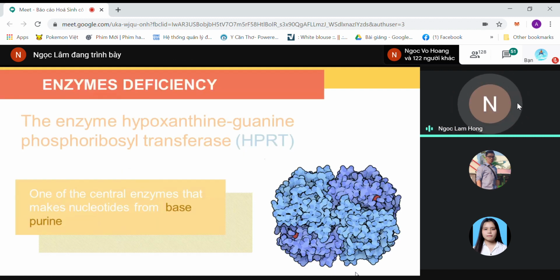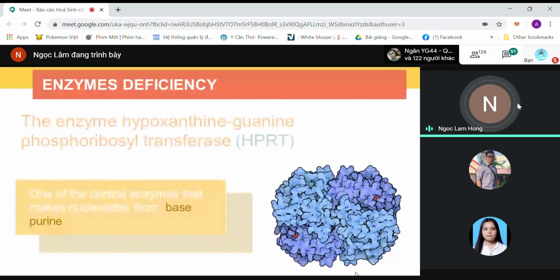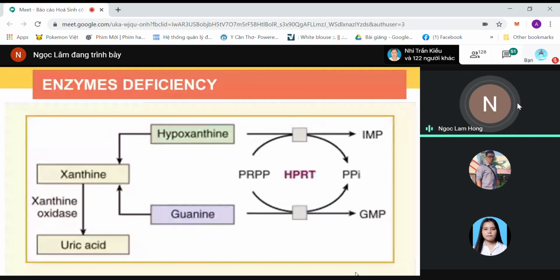The enzyme in deficiency is hypoxanthine phosphoribosyltransferase, which we can call HGPRT for short. It's one of the central enzymes that make nucleotides from purine bases. Look at this image here. You can see that HGPRT is very important to synthesize nucleotides. If HGPRT decreases, purines will be converted to uric acid.